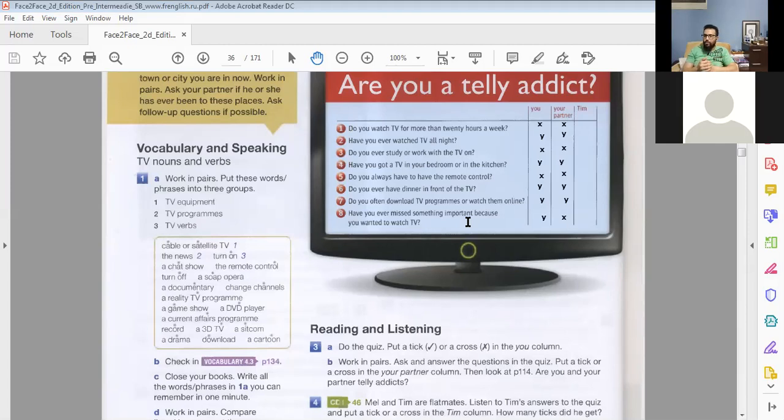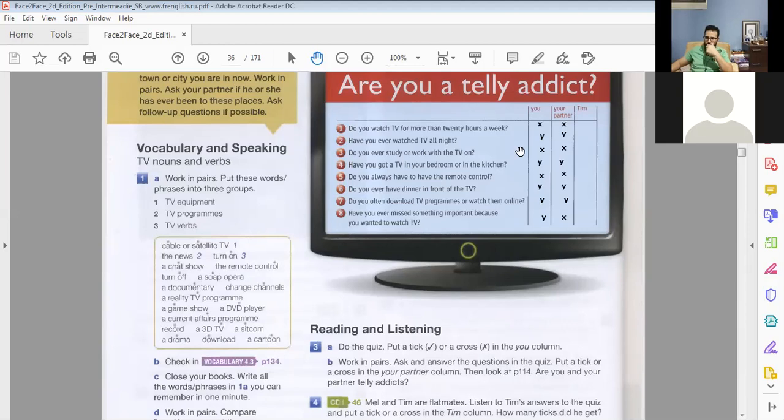Yes. Okay, so now we are going to compare our answers, your answers and mine, with Tim. So we're going to listen to Tim here in exercise 4. It says, Mel and Tim are flatmates. Let's listen to Tim's answers to the quiz and put a tick or a cross in the Tim column. So we're going to listen to a conversation between Mel and Tim. I think maybe she's his friend or flatmate. She's going to ask him these questions and we're going to write the answers. Okay, so let's go to the track and find out. This is CD track 46.